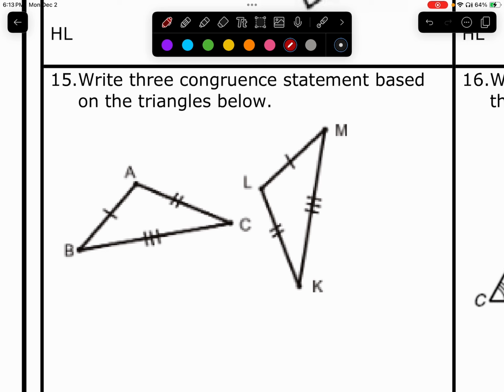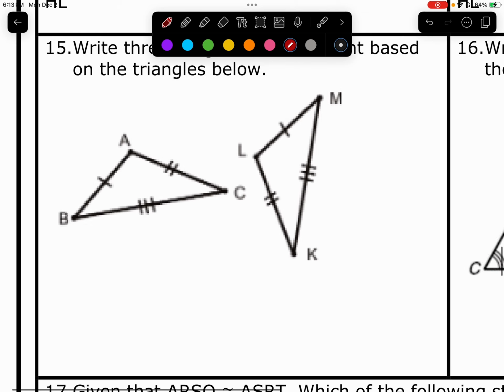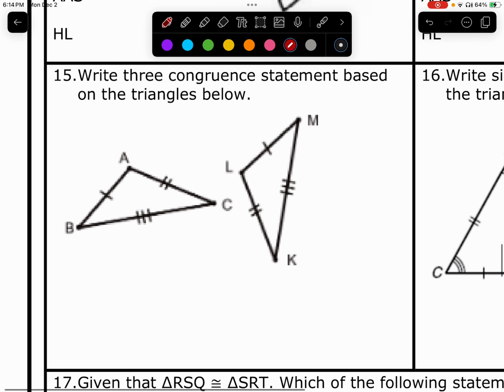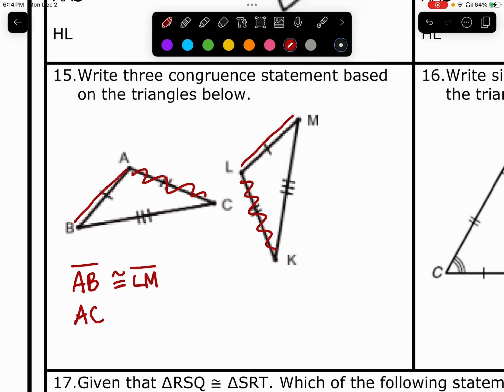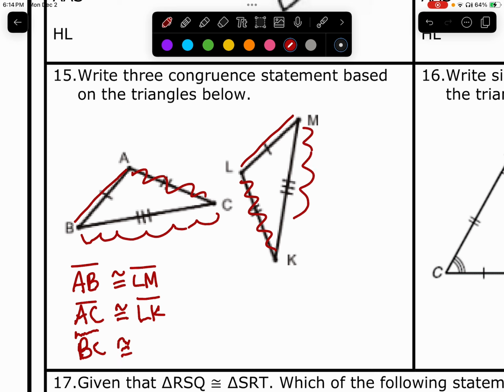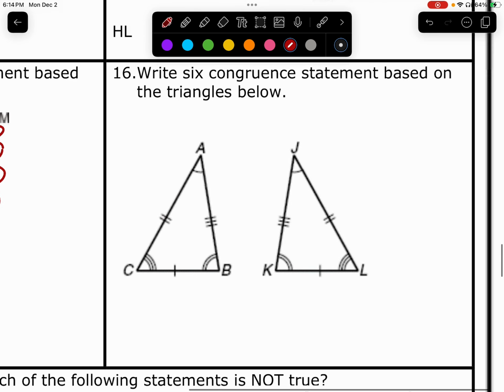Okay. All right, so we're going to go ahead and we're just going to use the sides for this one. We know that AB is the same as LM. And we know that AC is the same as LK. And we know that BC is congruent to MK. Alrighty, go ahead and try number 16.